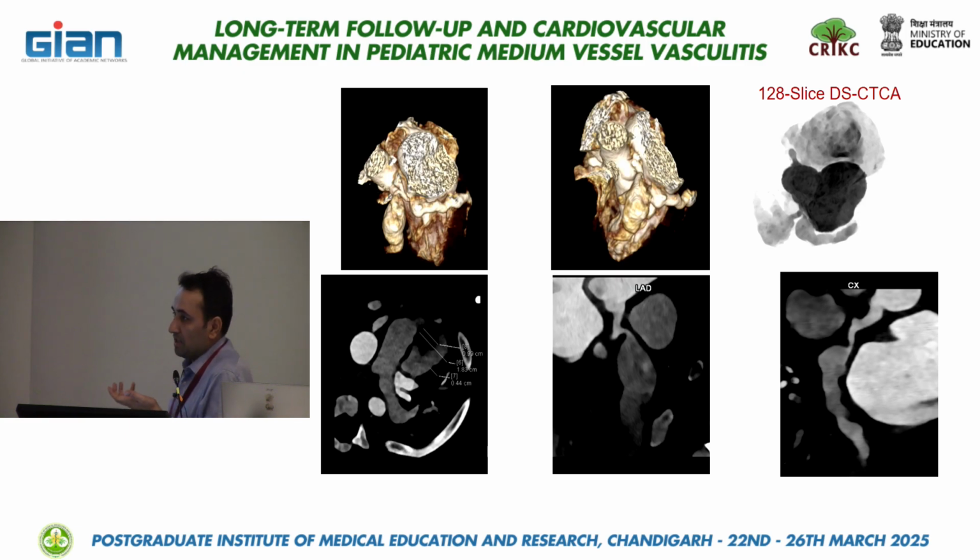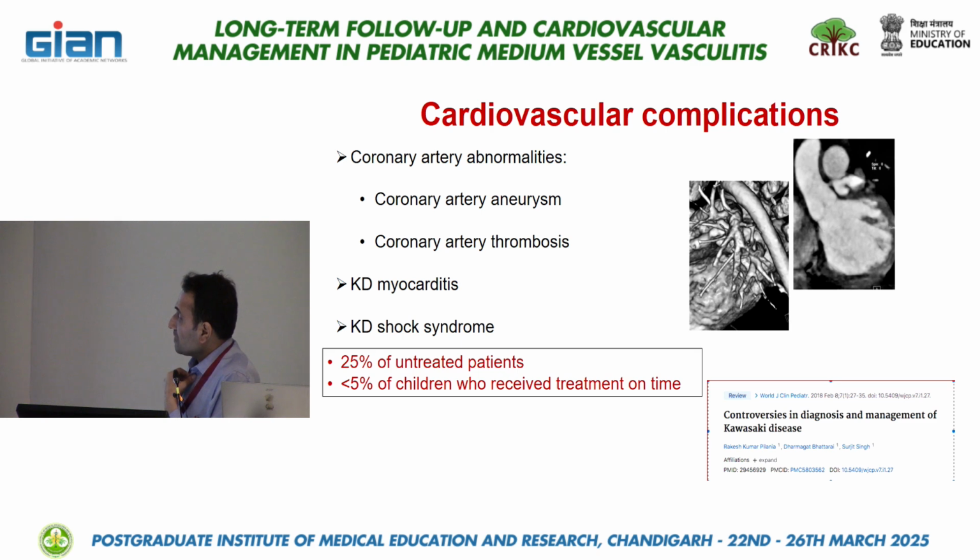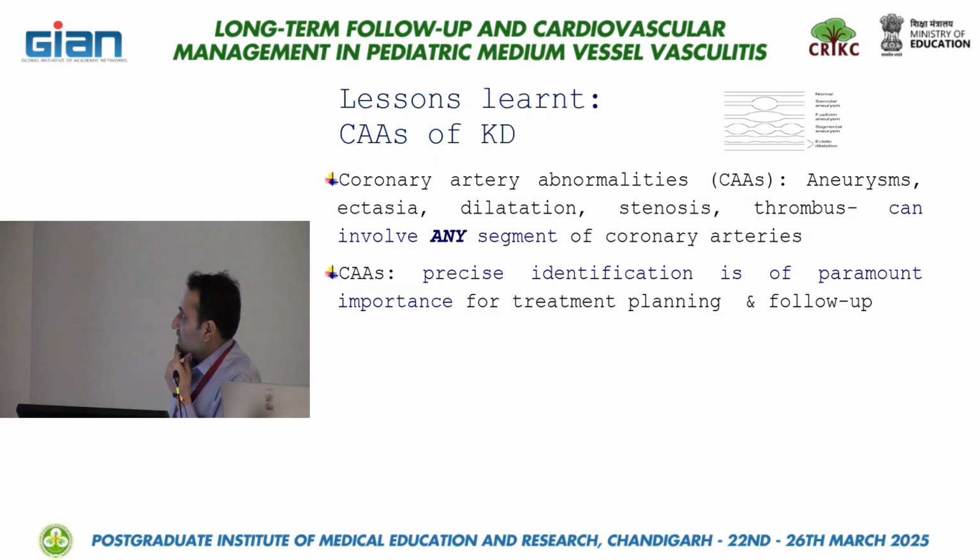So echo basically underestimates. Echo has given a fair idea that there are several issues, but still the true burden of the disease has not been picked up on echocardiography. We all know that cardiovascular complications are the most important life-limiting or morbidity-causing complications in Kawasaki disease, and these are coronary artery aneurysms, and if you don't treat that, 25% of patients will bear the burden of this disease. So in KD, coronary artery abnormalities can take the form of aneurysms, ectasia, dilatation, stenosis, thrombosis.